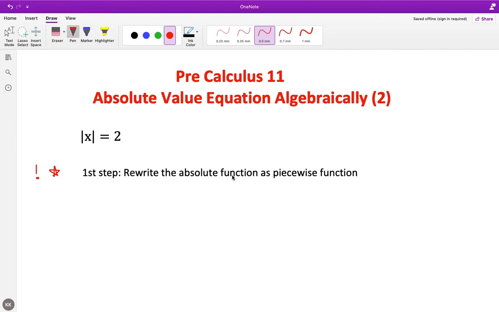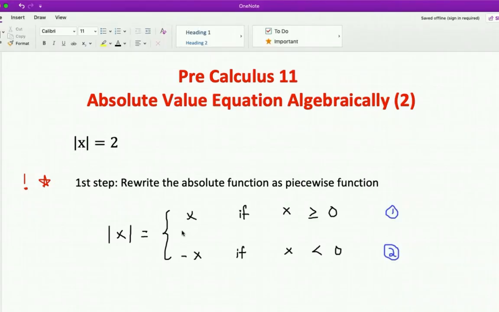I'll give you some time to write the absolute function of x as a piecewise function. If you don't remember what a piecewise function is, please go back to my previous video to watch it. Okay, so you should expect something like this: the absolute function of x equals two things, x or negative x.